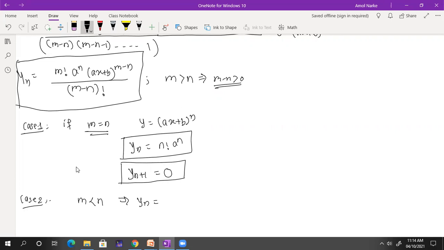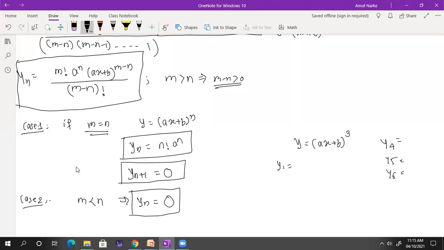Whether we need to do the sum calculation. Instead of m minus n factorial, it will be n minus m factorial. The answer is 0. Why 0? Suppose let's take a particular example. I have ax plus b raised to 3, and m is less than n. It means n is greater, so I need to find my y4, y5, and y6, whatever.